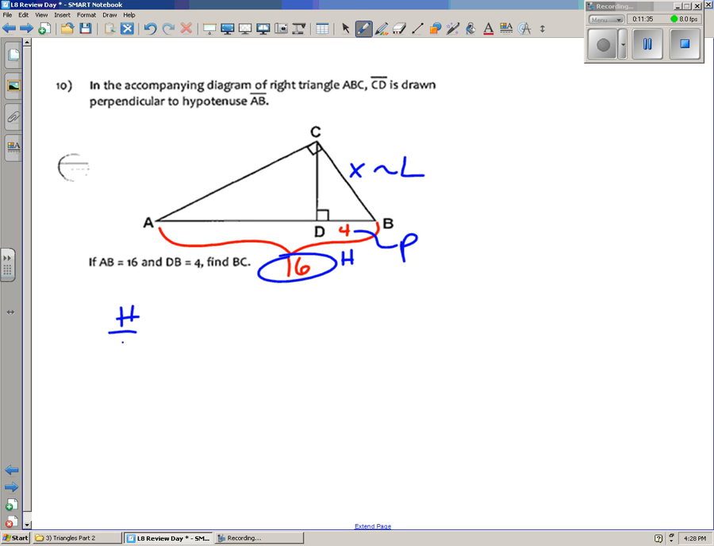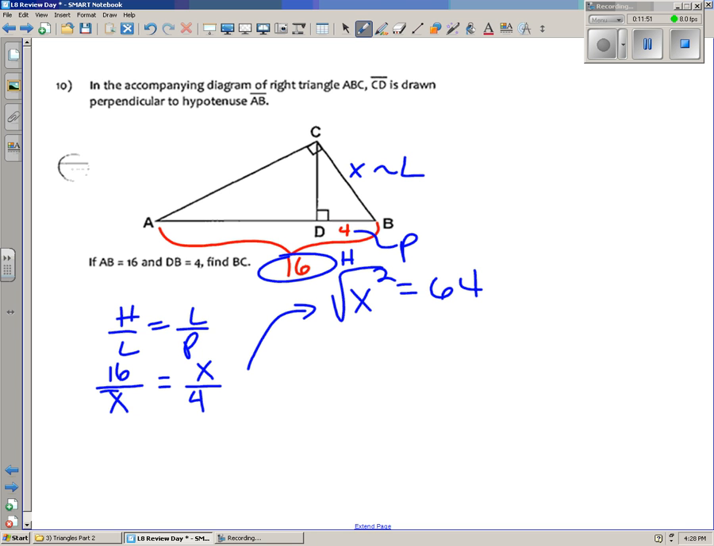So HELP: the hypotenuse is 16, the leg is x. You repeat the same leg and use the projection on that side of the picture, which is 4. Cross multiplying, we get x squared equals 64. Taking the square root on both sides, we get x is 8. Basic, very basic HELP and PAP question.